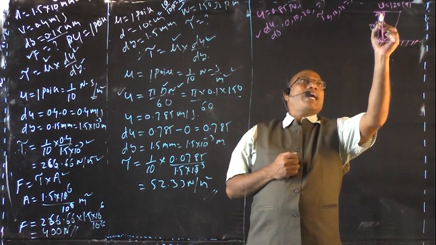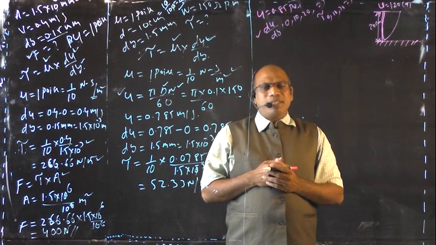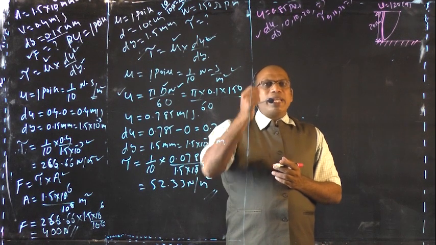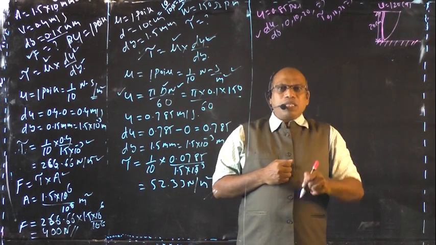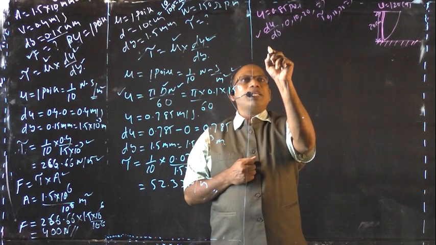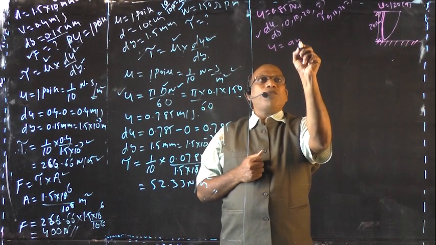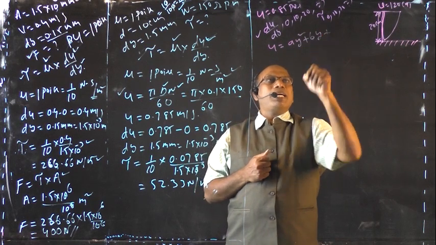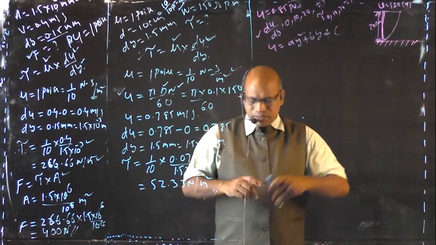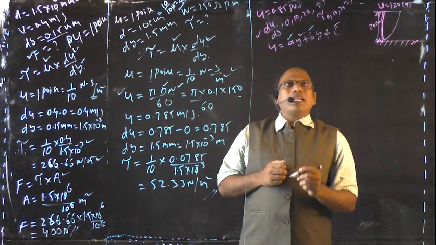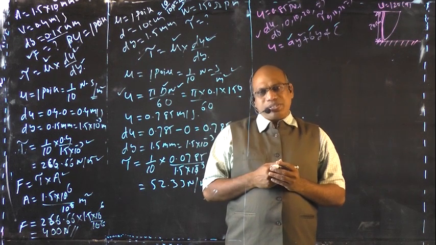What is the velocity at a distance 20 centimeters from the plate? But they have given one hint, that the velocity profile is a parabola. Therefore, u is equal to a y square plus b y plus c. This is the parabola equation. In this equation, a, b, c are the constants. These constants we are going to determine based on the boundary conditions.